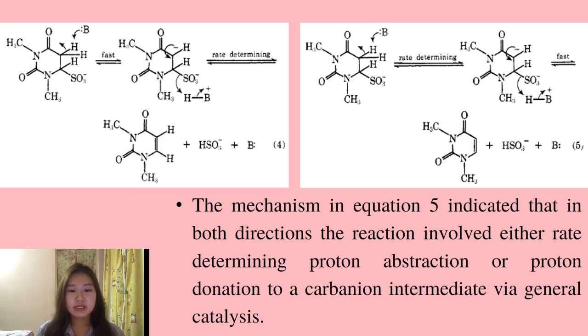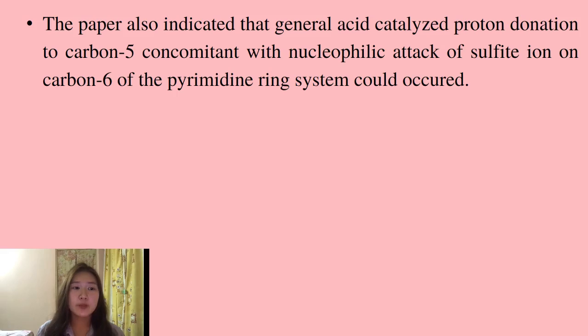The mechanism in equation 5 indicated that in both directions, the reaction involved either rate-determining proton extraction or proton donation to a carbonyl intermediate via general catalysis. The paper also indicated that general acid catalyst proton donation to carbon 5 concomitant with nucleophilic attack of sulfite ion on carbon 6 of the pyrimidine ring system could occur.